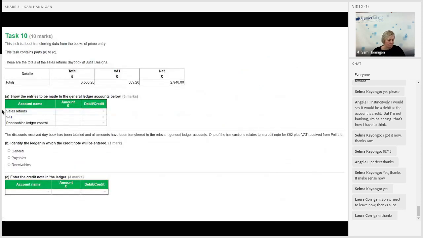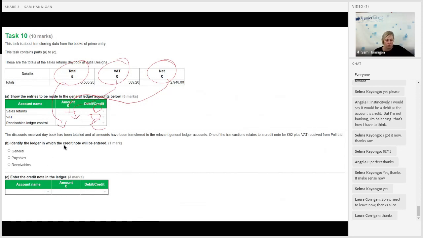Okay, nearly done. This one is just what we've been through, your double entry, which I've shown you earlier as well. So your sales returns account is your net amount, your VAT, and you've got your total, which is your receivables ledger. So if you know sales is a credit, you know sales returns has got to be a debit. VAT's got to be a debit, and receivables ledger's got to be a credit. Okay? So again, very, very simple.